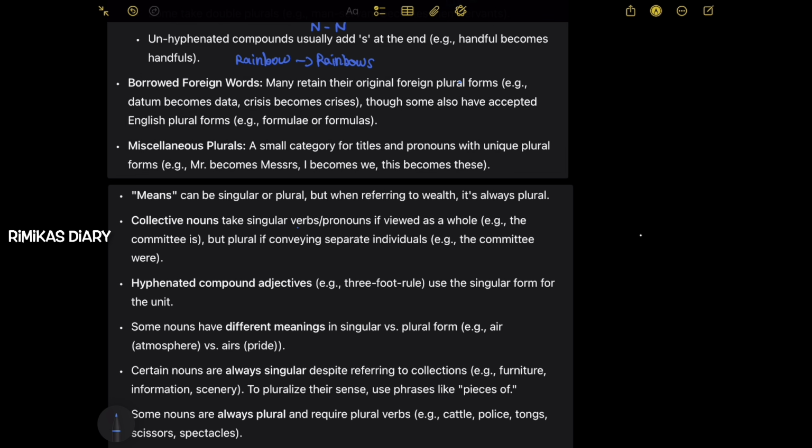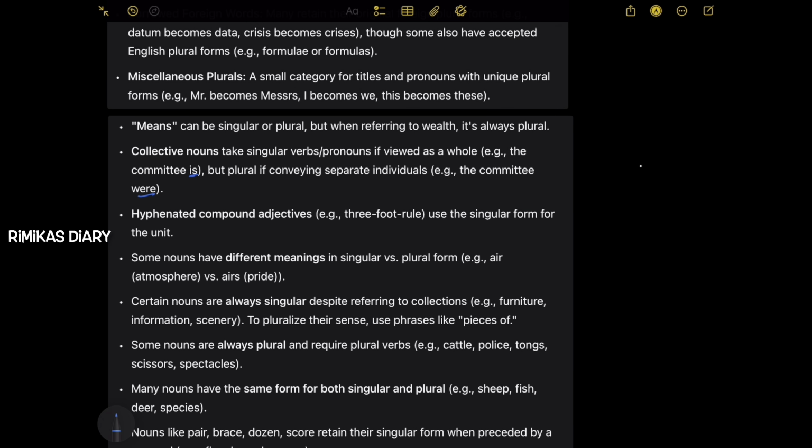Collective nouns take singular verbs or pronouns if viewed as a whole. Example, the committee is. But plural if conveying separate individuals. Example, the committee were. So when it's viewed as a whole, it takes a singular verb. But if it's considered as separate individuals, then it takes a plural verb.